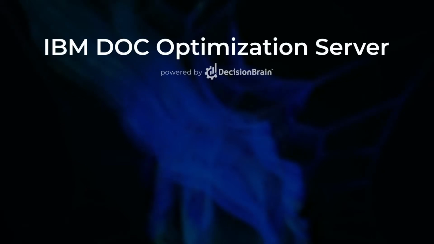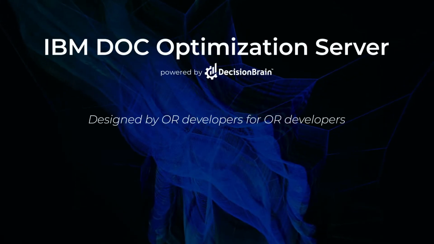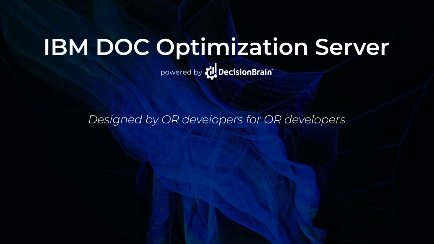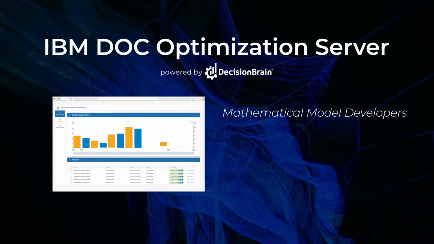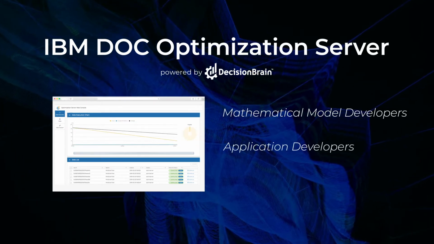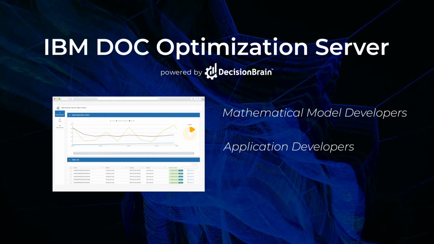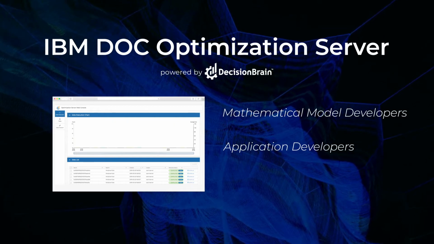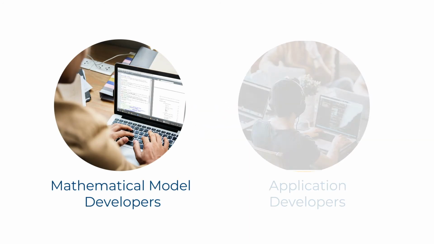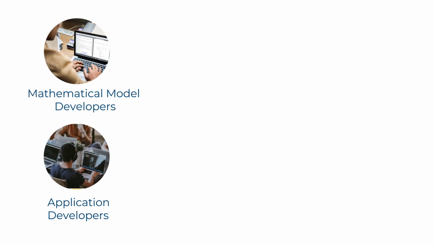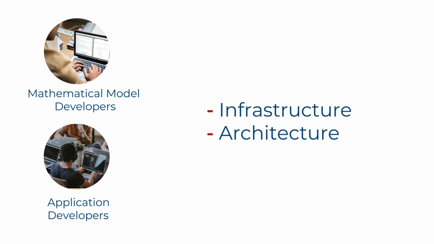IBM DOC Optimization Server is a framework designed by OR developers for OR developers. It is intended to enable both mathematical model developers and application developers to focus on their competencies while delegating infrastructure and architecture-related issues. As a software development company, we are very familiar with mathematical model developers and application developers spending a lot of time on infrastructure and architecture-related tasks, time where they could be focusing on their competencies.